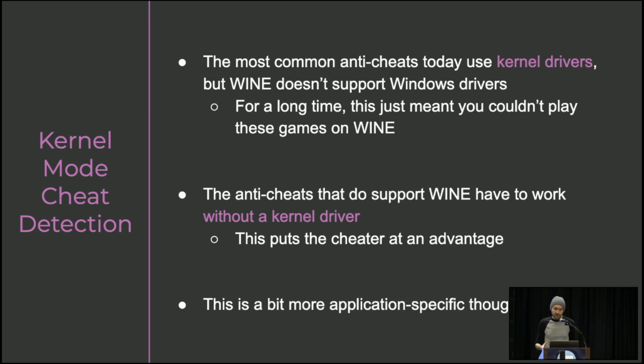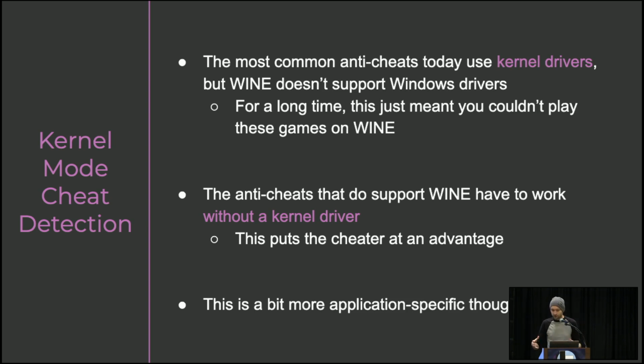But because the population of people playing games under Wine has grown so much, that's no longer a tenable solution, and these anti-cheats have had to sort of adapt. And what this means is that those anti-cheats that do support Wine have to work without a kernel driver, which puts a cheater at a big advantage. Because the whole reason that anti-cheats moved into the kernel was, one, it gave them better visibility into the operating system, and two, cheats had already moved into the kernel, and it was the only way to really keep up with them.